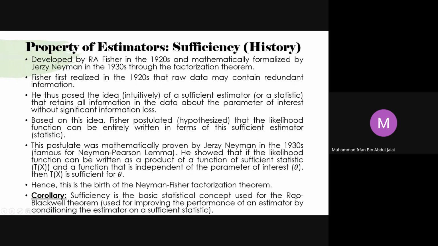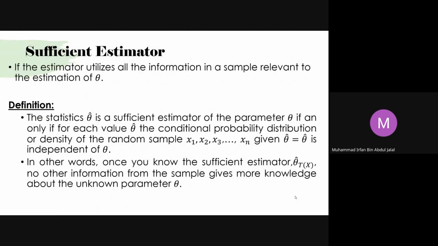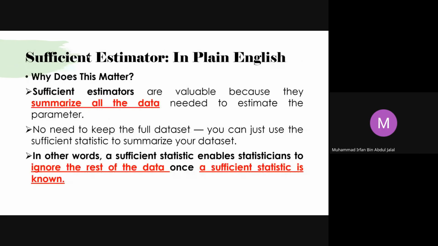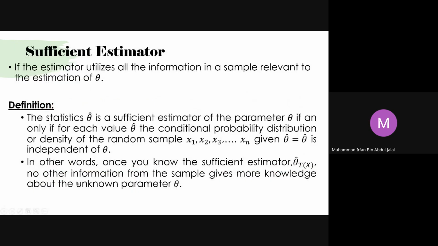I used the Rao-Blackwell theorem a lot during my PhD for this. Okay. So a sufficient estimator: if the estimator utilizes all the information in the sample relevant to the estimation of theta, then the estimator can be considered a sufficient estimator. So I skip this part, okay? I skip this part because this is more like a mathematical explanation.